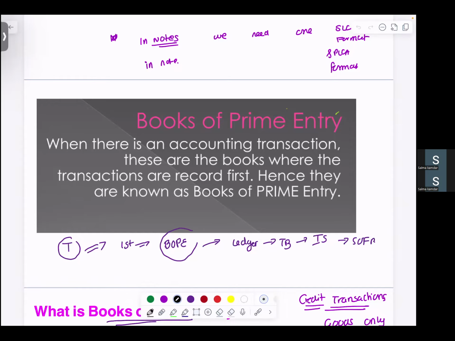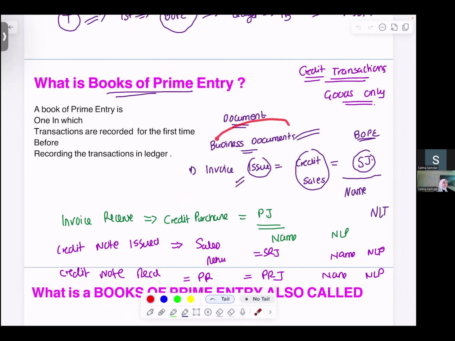You should know what a book of prime entry is: the place where you record the transaction for the very first time. Now you see something and you record the transaction. So, what do you see while recording the transaction? The thing that you see while recording the transaction is called your business documents. So, you look at your business documents to record the transactions.